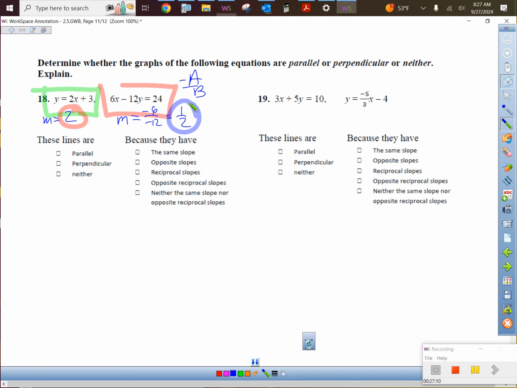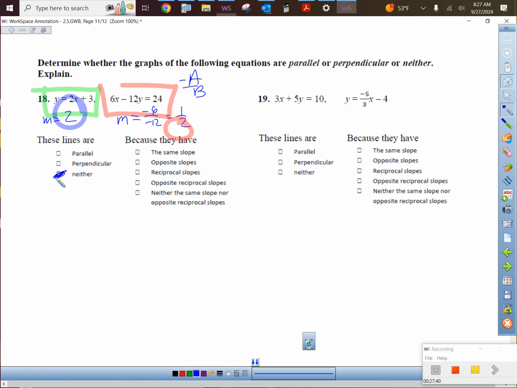Here's how you just need to talk yourself through it. Are those the same? Yes or no? Is 2 the same as 1/2? No, they are not parallel. Are those opposite reciprocals? Don't get fooled. I'm asking you, are they opposite reciprocals? Yes or no? No, they are not. So what do you think? Parallel, perpendicular, or neither? Neither. These are just reciprocals, right? So this is a neither.